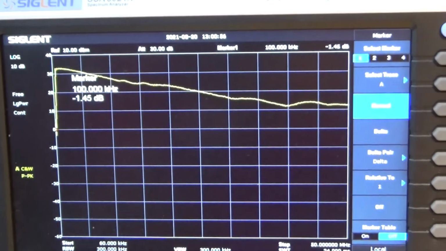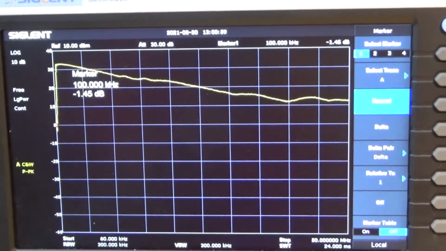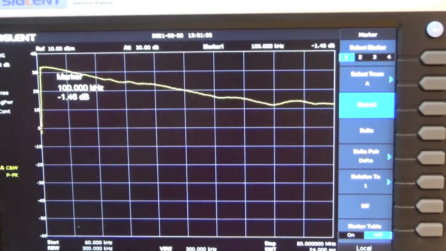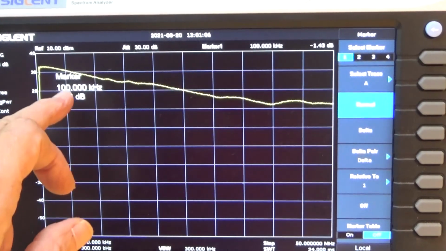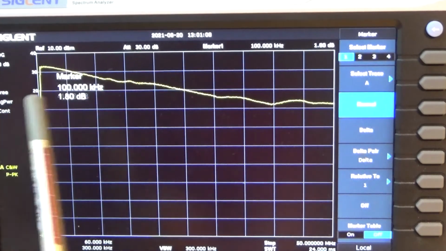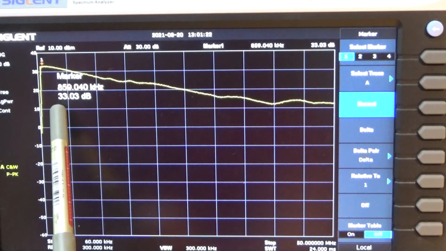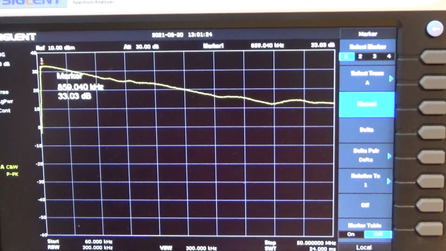And at the moment the marker is set to 100 kilohertz, so it's saying minus 1 dB. I think that's more down to the balun than anything. But if I move the marker up to 859 kilohertz, you see we've got enormous gain, 33 dBs of gain. Taking into account the balun and the amplifier combined.